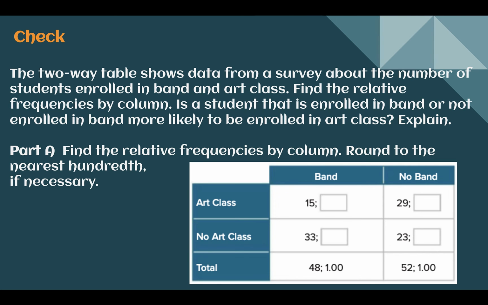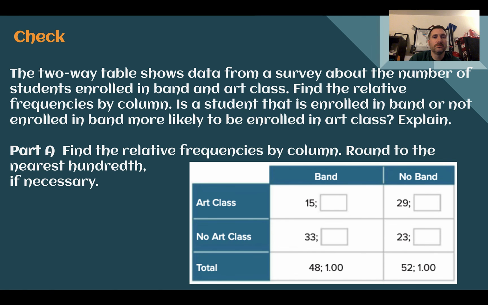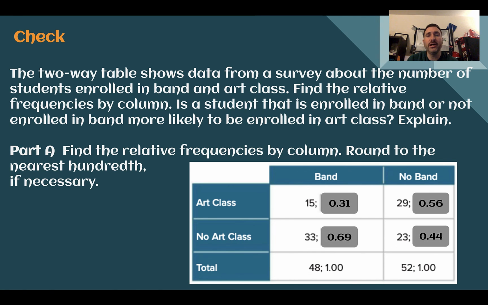Check your understanding. Read through the situation, complete the relative frequencies by column, then answer the second part. Pause the video now and complete the check. Check your answers. Here are the relative frequencies you should have got. So band, 15 out of 48 is about 0.31. 33 out of 48 is 0.69. 29 out of 52, 0.56. And 23 out of 52, 0.44.